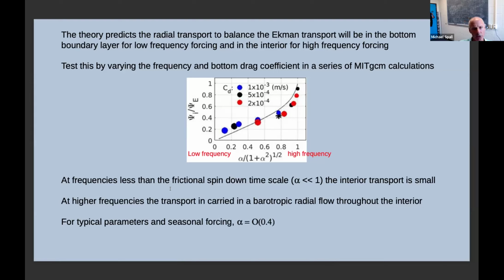In order to calculate alpha, I have to choose a depth. But of course, this transports over a range of depths, so I just picked one fixed depth and used it for all of them. We see the same behavior that we were predicting. At low frequencies, the bottom Ekman layer does all the transport. At high frequencies, the interior of the water column does all the transport. If I put in typical parameters for the Nordic seas, alpha is order 1, it's 0.4. So we can expect on seasonal timescales that there's a barotropic radial transport in the interior, and also transport in the bottom Ekman layer. All right, next slide.